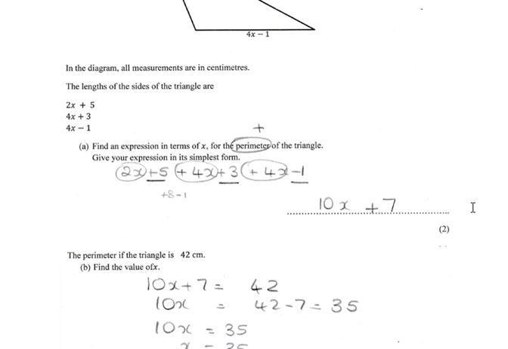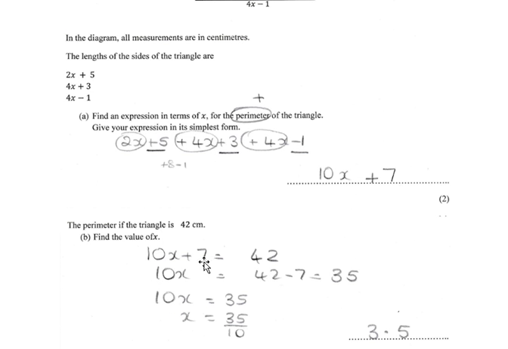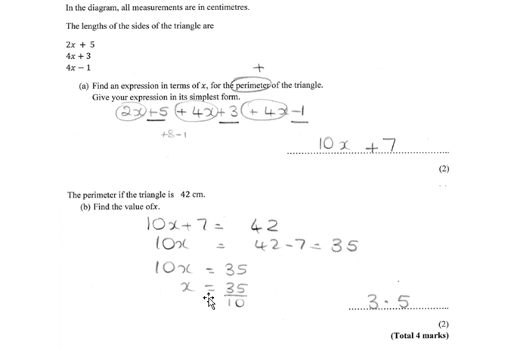So part B, if the perimeter is 42, find the value of x. So we put the expression for perimeter equal to 42, then we solve the equation. So if you take 7 away from both sides, 10x is 35, and then divide by 10, so x equals 3.5.